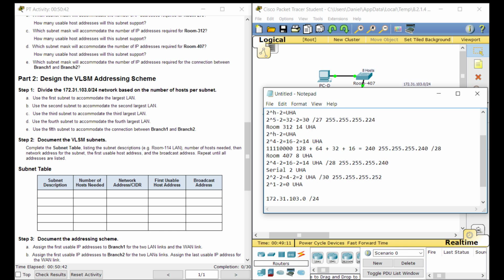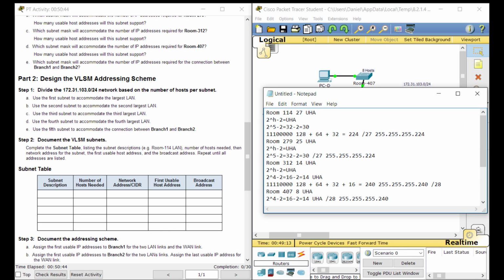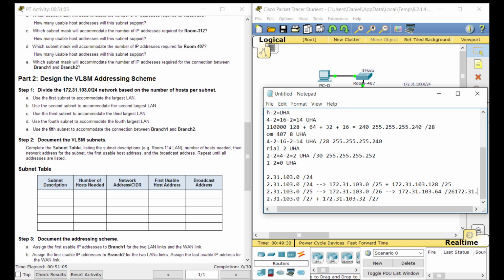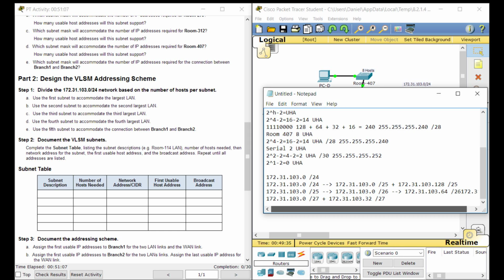Alright, so we got ourselves 2 /26s. We need to pay attention once we hit the /27 mark. So 172.31.103.32/27, and I screwed this up. What is this doing?